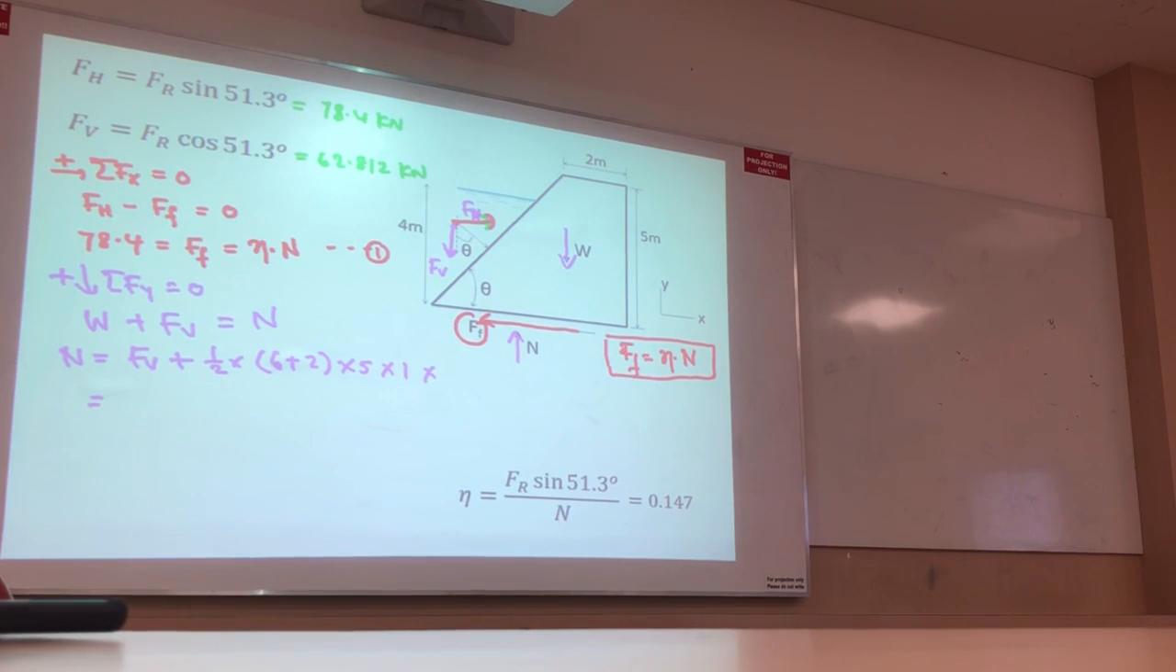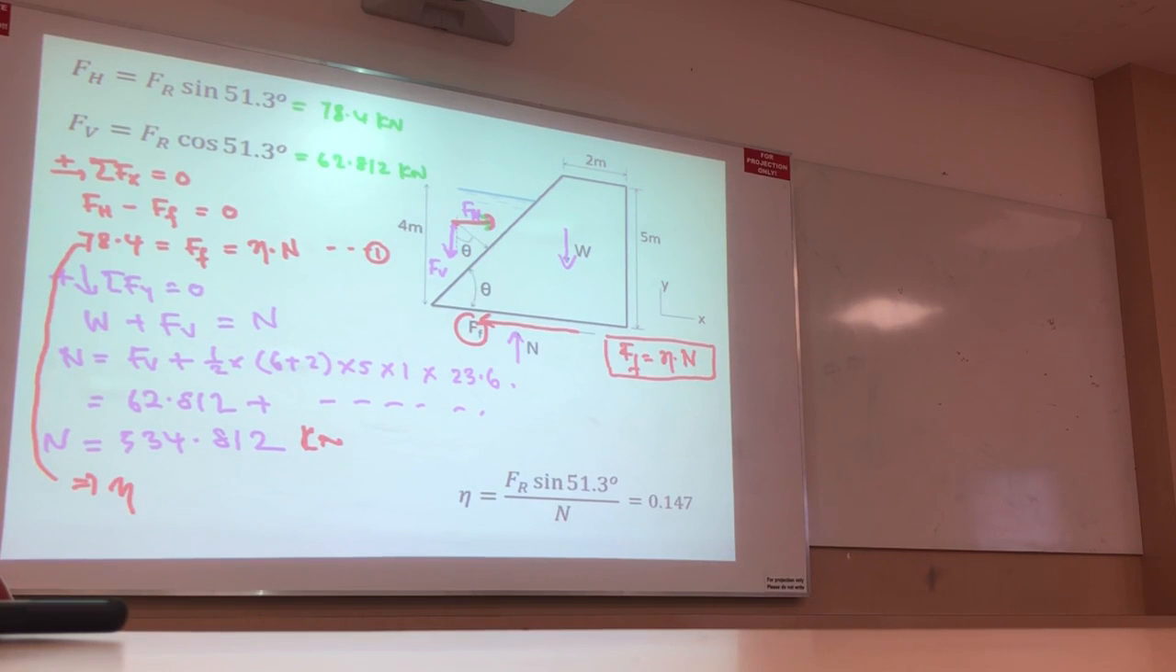This one times gamma, right? 23.6. What is the FV? 62.812 plus all the numbers, and finally I get N becomes 534.812 kilonewton. From equation 1, I can find mu, which is equivalent to 78.4 divided by 534.812, which is 0.147. This is the coefficient.